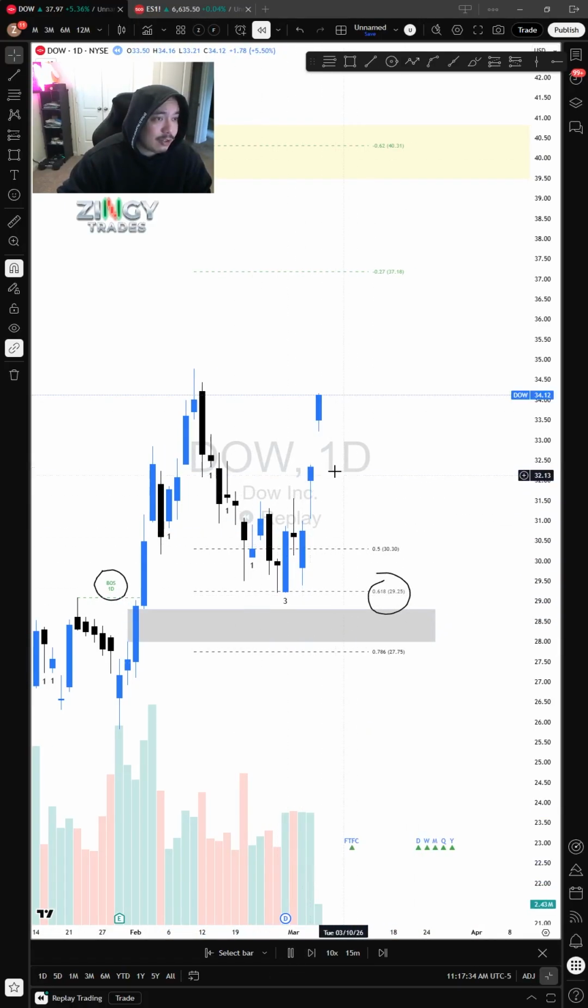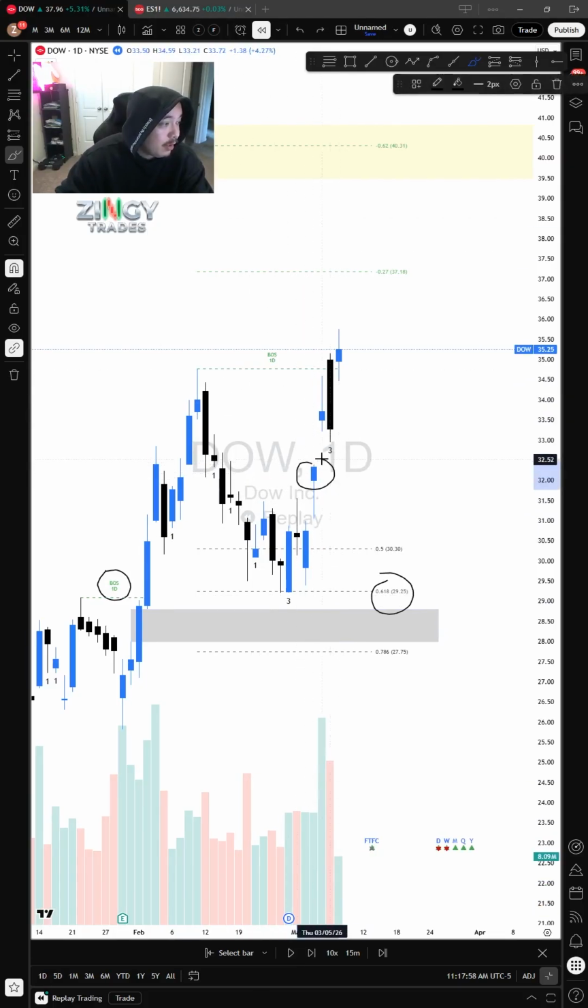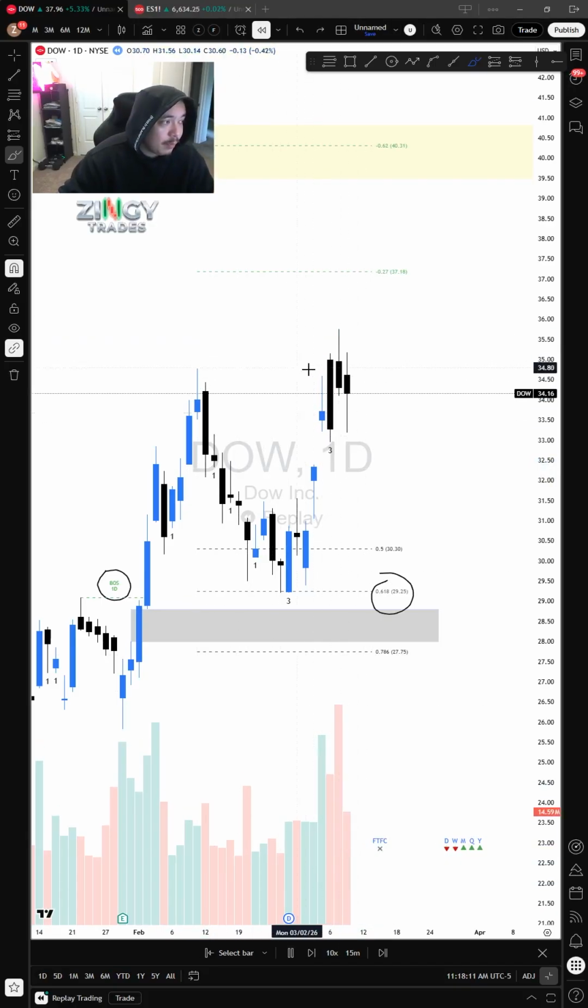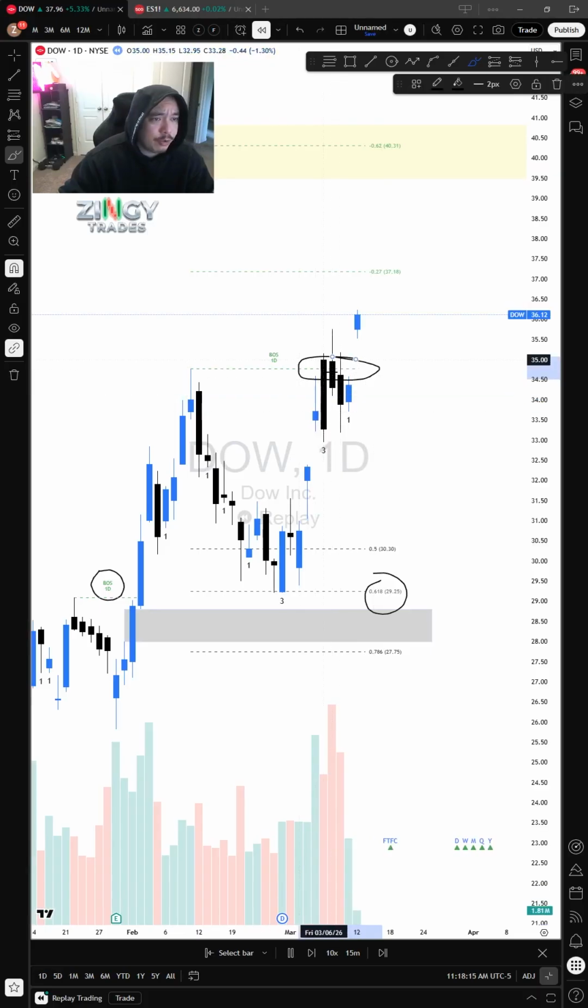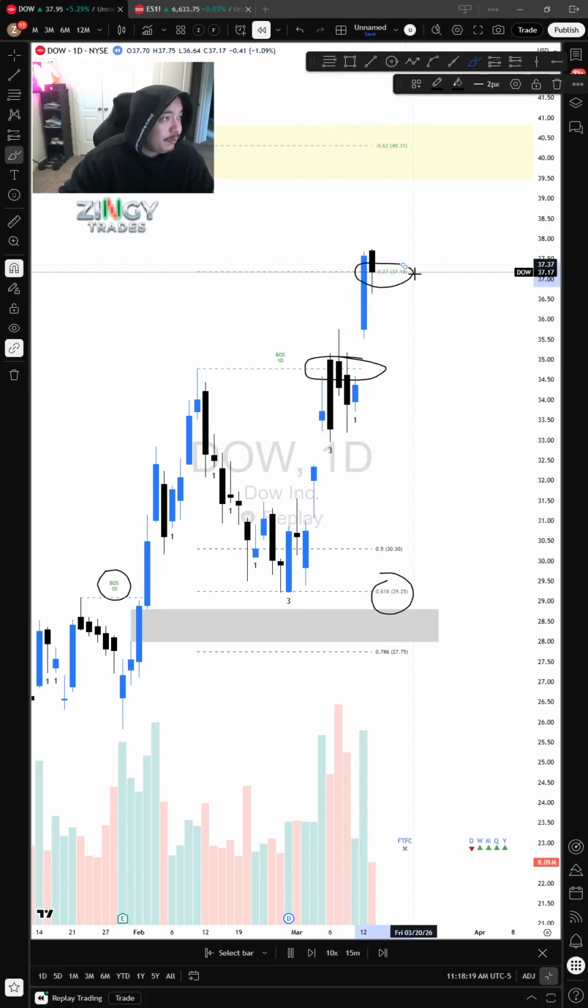Right there, that's 20%. Look at the gap up. So I would have trimmed on the gap up, and then I would have taken another trim when we got to that impulse leg high. And by this point, my trade is free. The rest of this can go to zero, doesn't bother me. And you can see we hit that 0.27 fib extension.